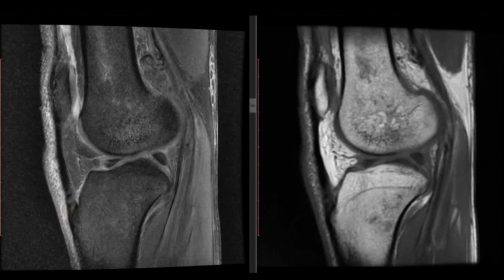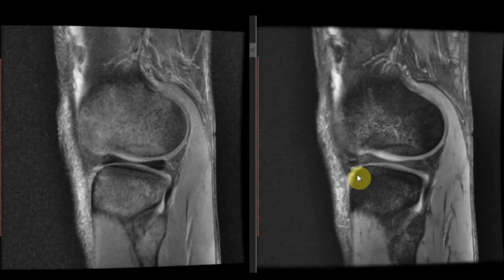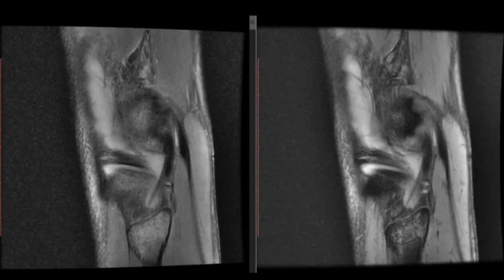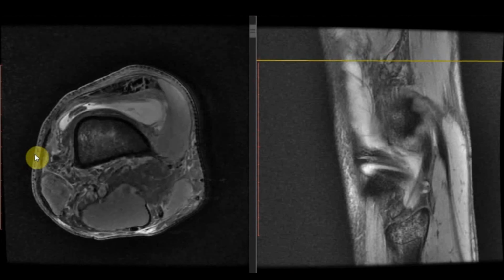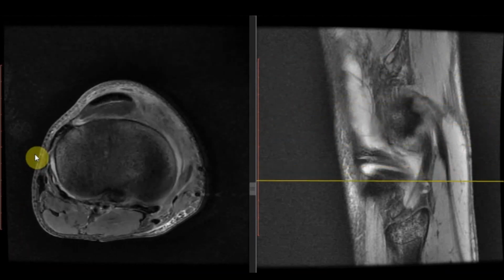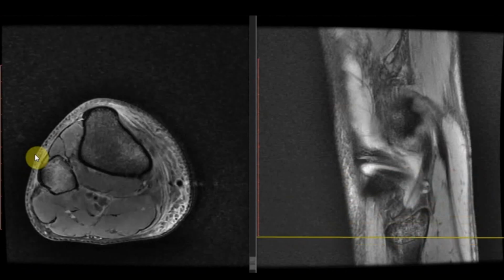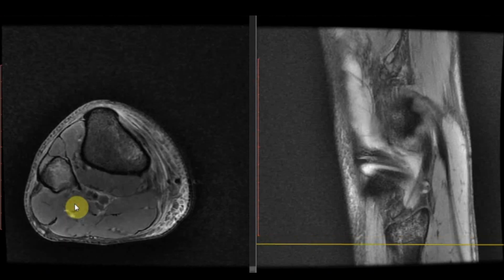And there is presence of fractures also seen. So there is a hypointense line here over the lateral femoral condyle. So this is a non-displaced fracture surrounded by edema. And there is fracture involving the head of fibula also seen. We can see that in axial plane. So on axial plane we can see there is cortical break involving the head of fibula. So there is fracture involving the head of fibula here.